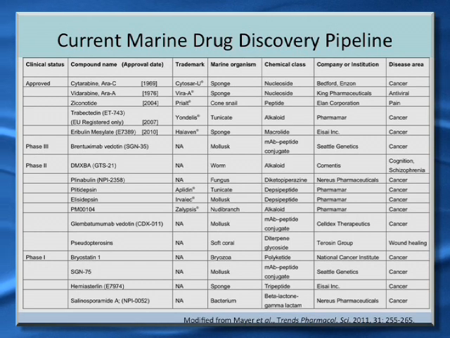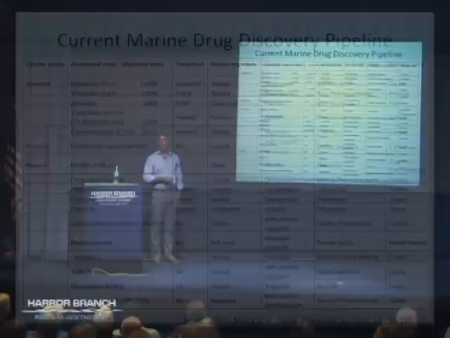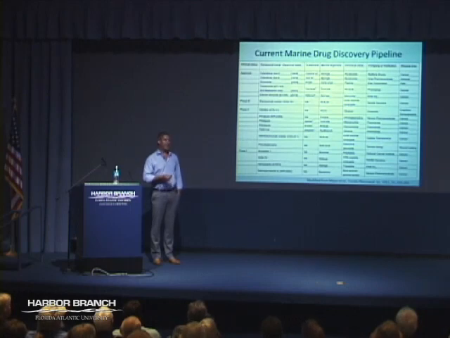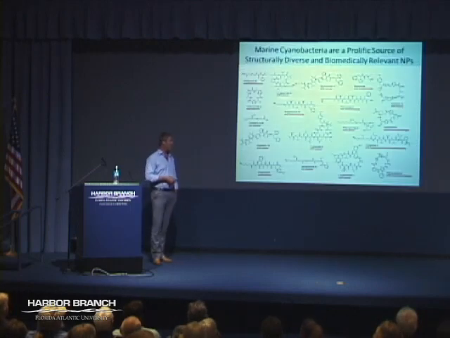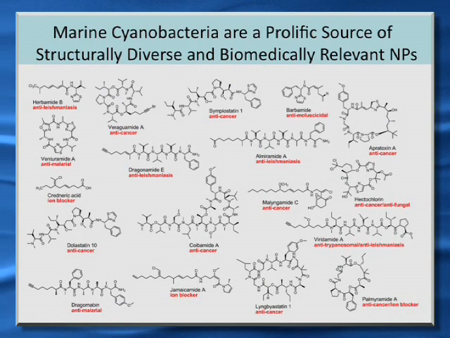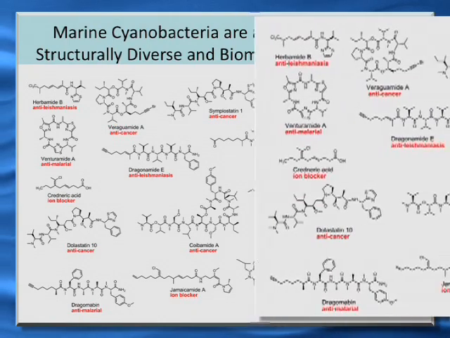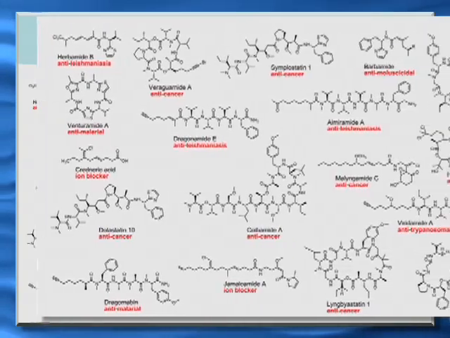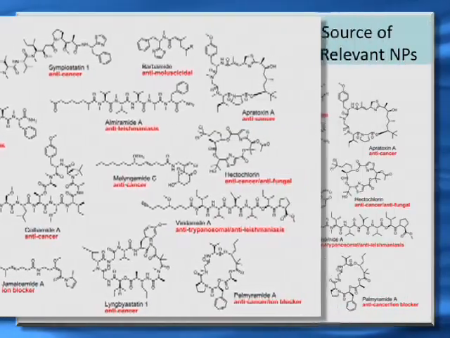And we also have a pipeline. Drugs have to go through a pipeline to get to the market, these clinical trials where they are tested at different levels. We have a very promising pipeline of different drugs at various stages of clinical trials. So I think in the near future, we're going to see many more marine-derived drugs on the market. One very promising source of these potential drugs is marine cyanobacteria, mainly because of the structural diversity. They produce a lot of very unique molecules, and many of these molecules are associated with very promising biological activities. Here's a snapshot of some of the structural diversity of these marine cyanobacterial secondary metabolites, and in red, different biomedical applications of them.